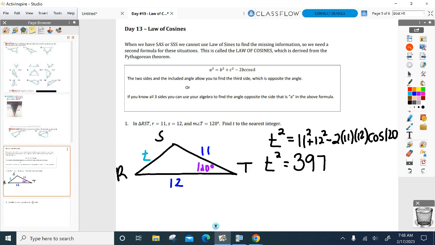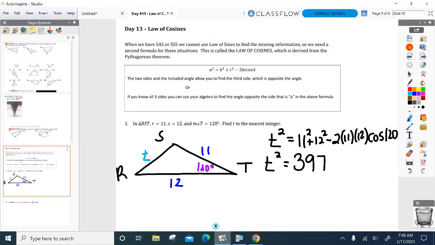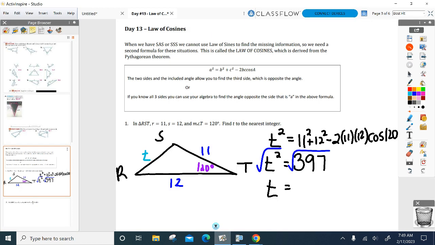Use your algebra knowledge. How do I finish this? What do I need to do on each side now? Take the square root of both sides. And look at my rounding directions. Round T to the nearest integer. Anna, again, what do you got? 20. 20, yep. So T is about 20 units long.